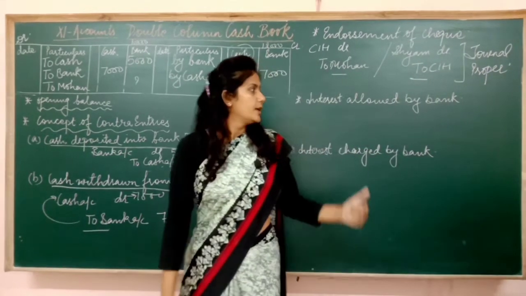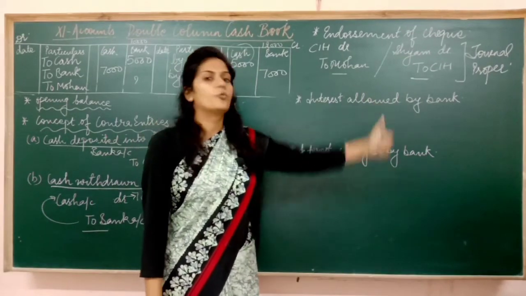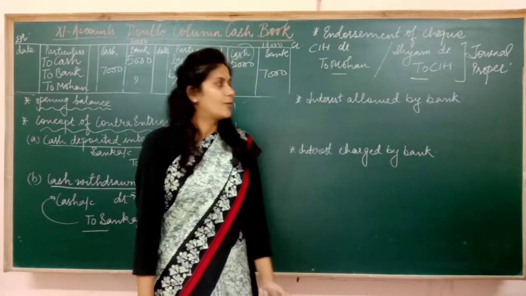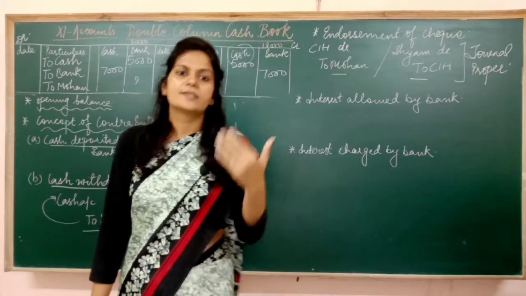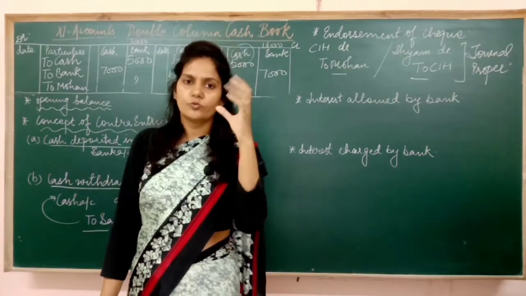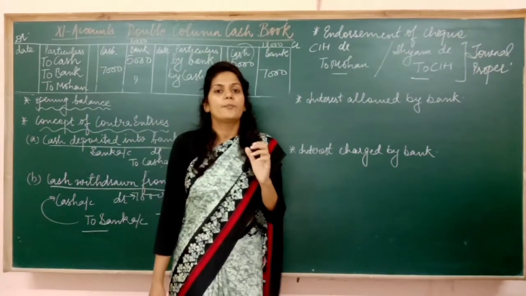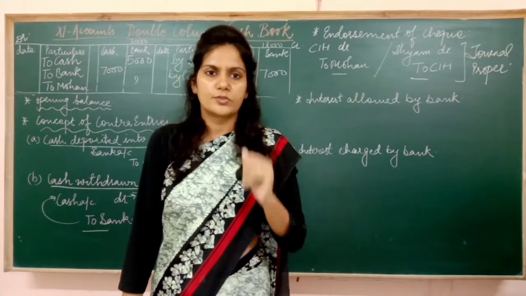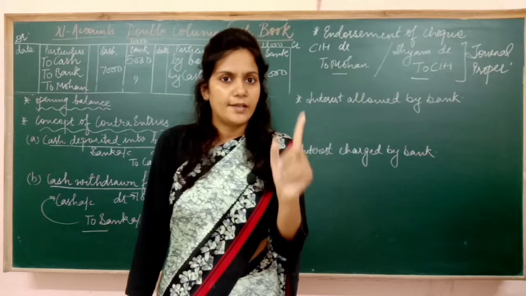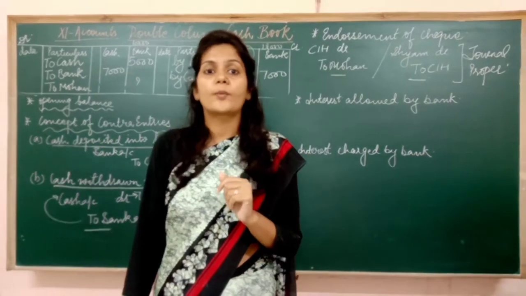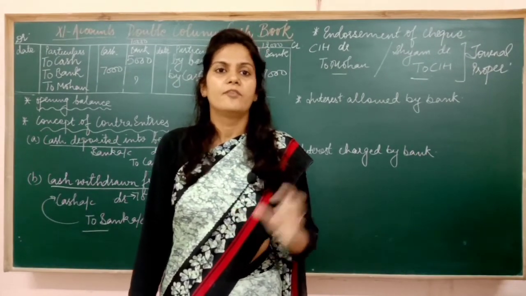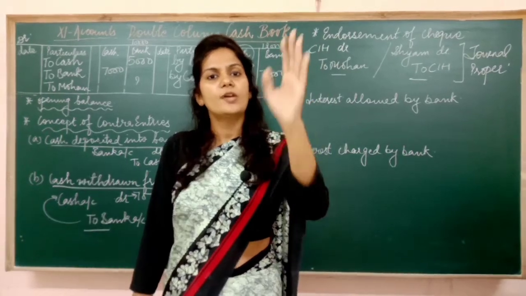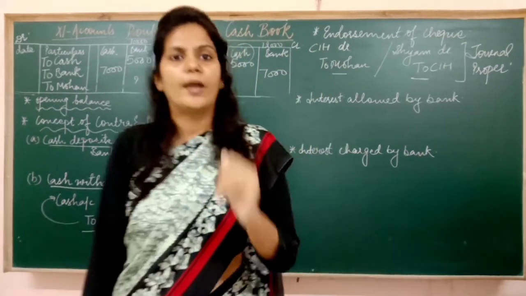Next point now. Next is interest allowed by bank. Interest allowed by bank means bank has given you the interest. Now just use your mind. When bank gives you the interest, where will that interest go? वो interest कहाँ जाता है? That interest directly goes to your bank account. Fine. Whenever bank gives you the interest, that interest directly goes to your bank account.